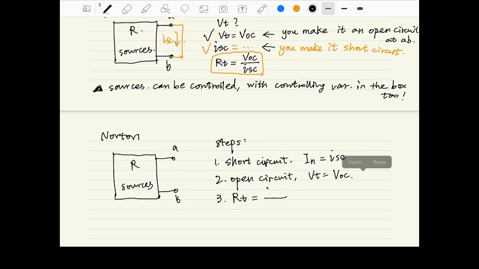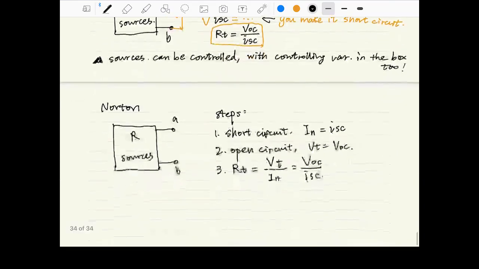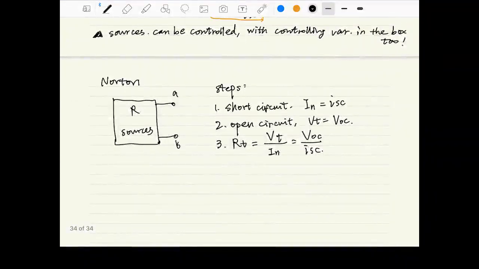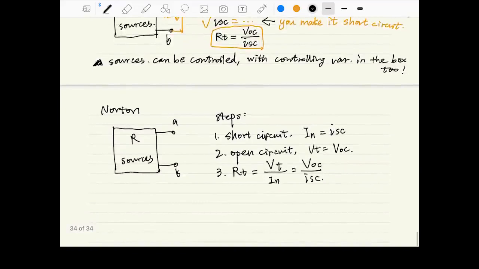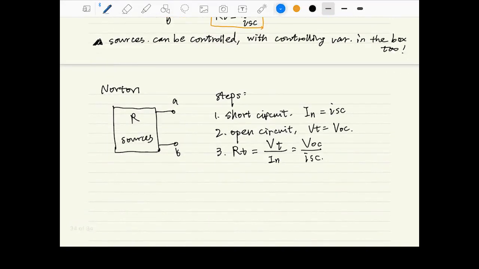For Norton equivalent, the steps are similar. First, make it short circuit. My God, I don't know how to spell it. And find ISC, and then your IN will be equal to ISC. And then make it an open circuit, and the VT is equal to VOC, which is the same as the previous step. And step 3 is to calculate the RT by dividing this over this.